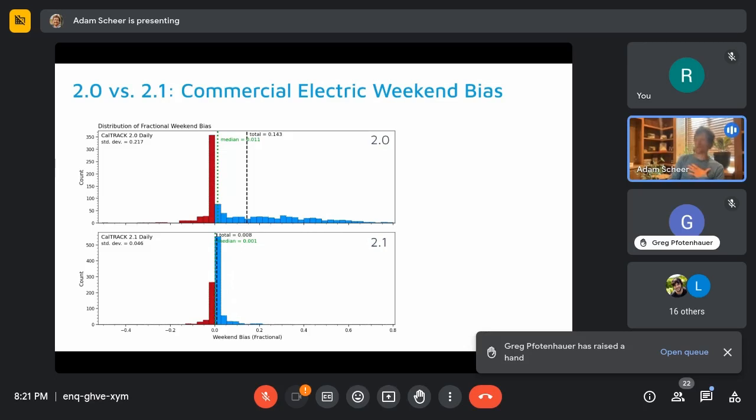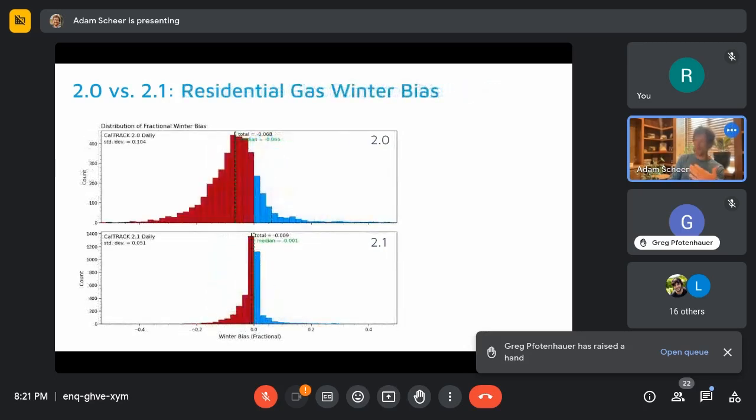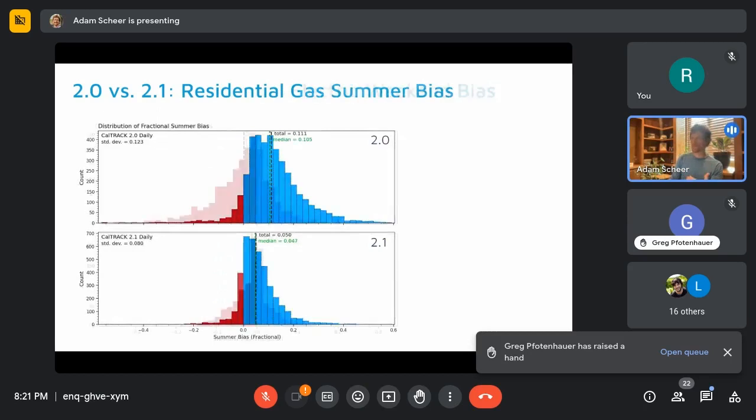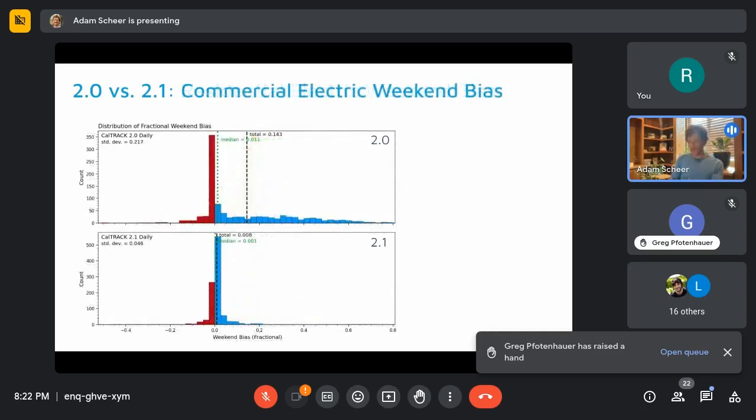And again, I would just remind everybody that all of these results are coming from the same exact model. The same exact model is being applied to residential gas meters and is remedying seasonal bias for the most part. And that same model is being applied to commercial electric meters and is remedying weekend weekday bias.